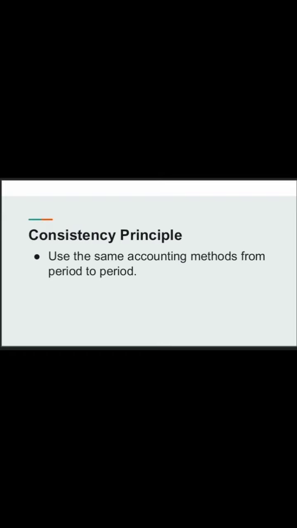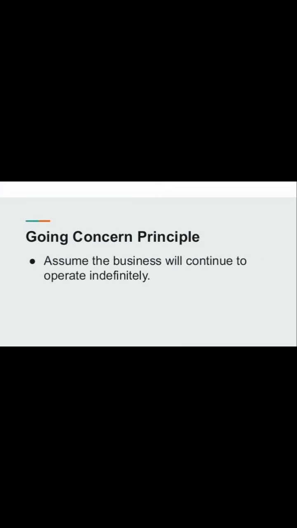The consistency principle requires using the same accounting practices over time. This allows financial statements to be comparable across periods. If a company switches methods often, it becomes difficult to track trends or performance. The going concern principle assumes businesses will operate into the foreseeable future. This means assets are recorded at cost, not liquidation value, and depreciation is spread over the asset's useful life.